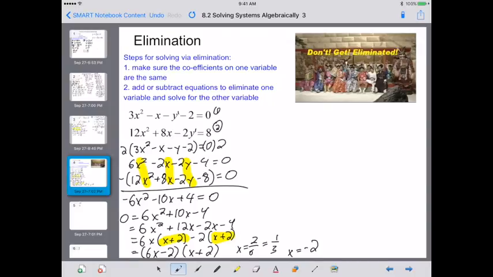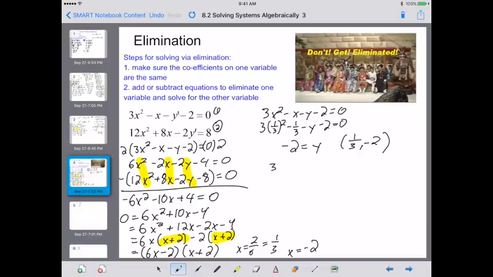Next then, similar to what we did for substitution, is plugging these values into our other equation to find what y is equal to. So I'm going to go ahead and do that. We take 3x squared minus x minus y minus 2 equals 0. Wherever I see an x, I plug in 1/3. We end up working out that y equals -2. So one solution for this system is (1/3, -2).